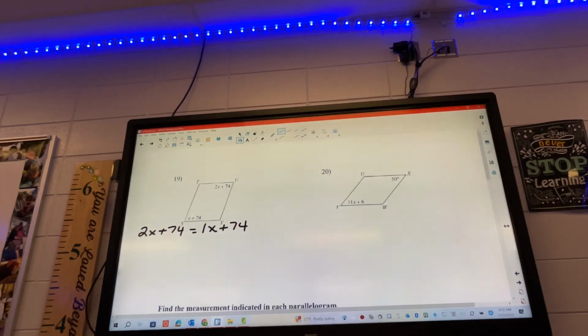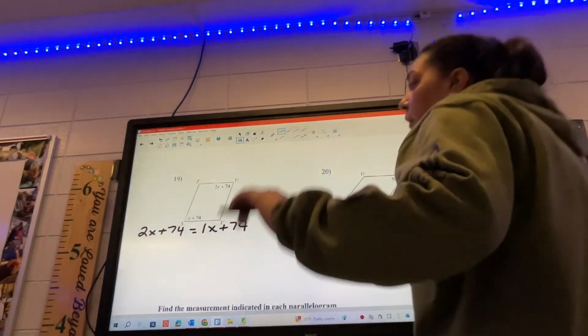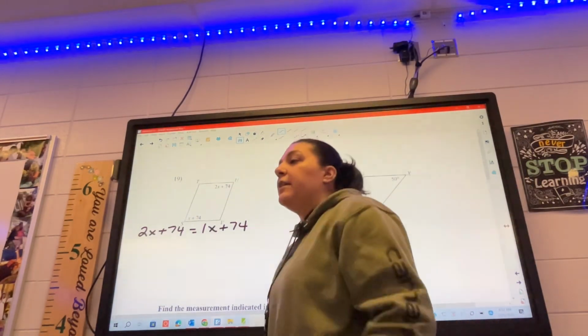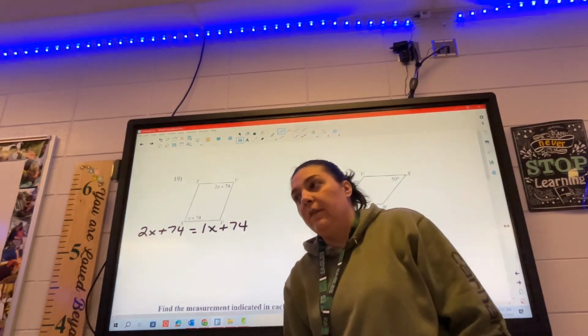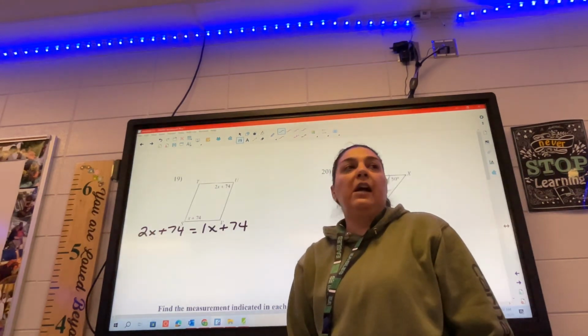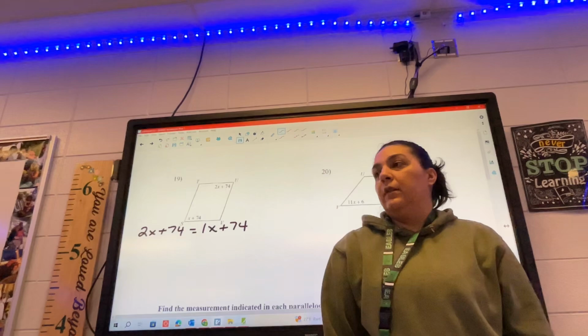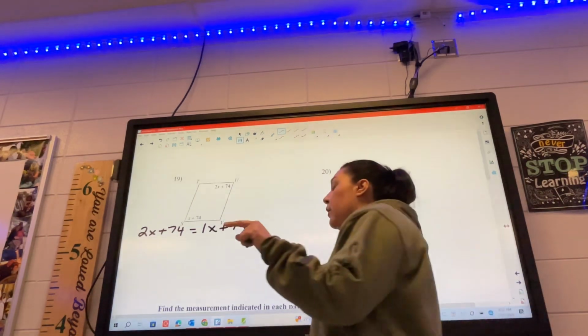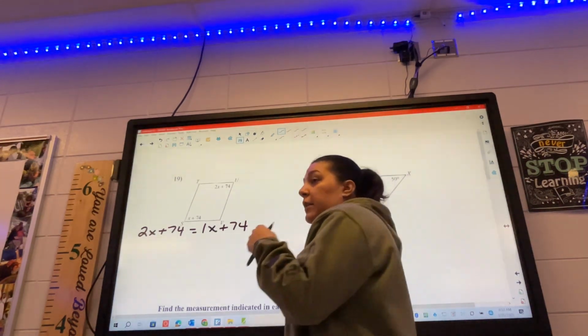Who's getting moved? 74. Okay, why can you not say just 74, Ben? Because the other side got 74. Yeah, so which one are we moving? How can you explain better? The 74 on the left side is the one that needs moved to the right side, okay?